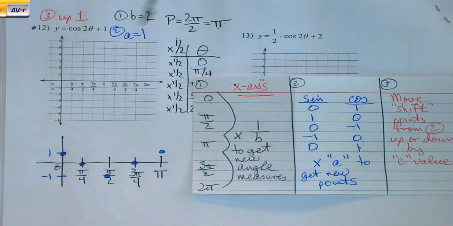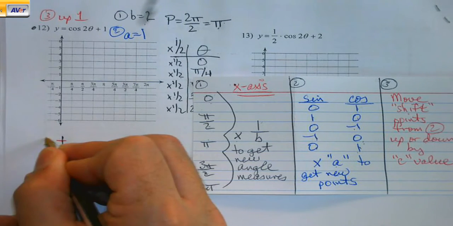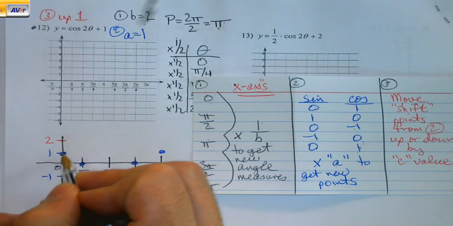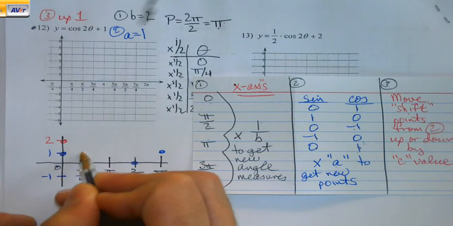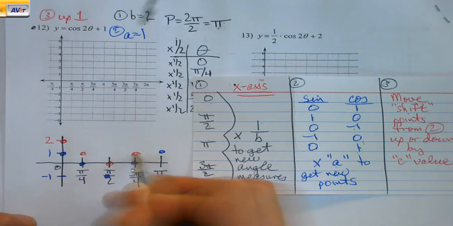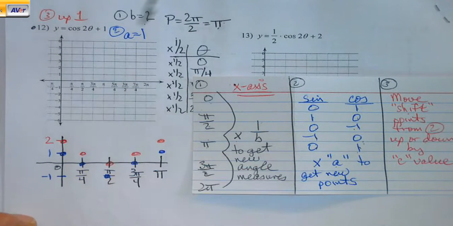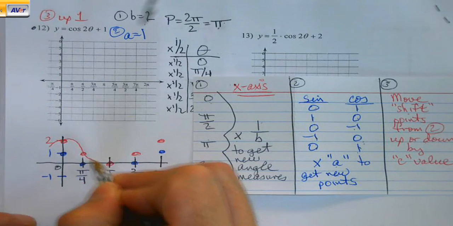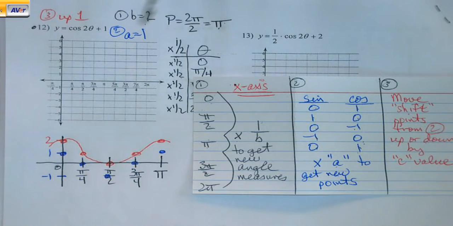So I'm going to take those other points and I'm going to shift them each up 1 from where they are and make my graph. So it's going to be critical as we go through these that we keep the order intact. And that's why I've got it up on the board as well.